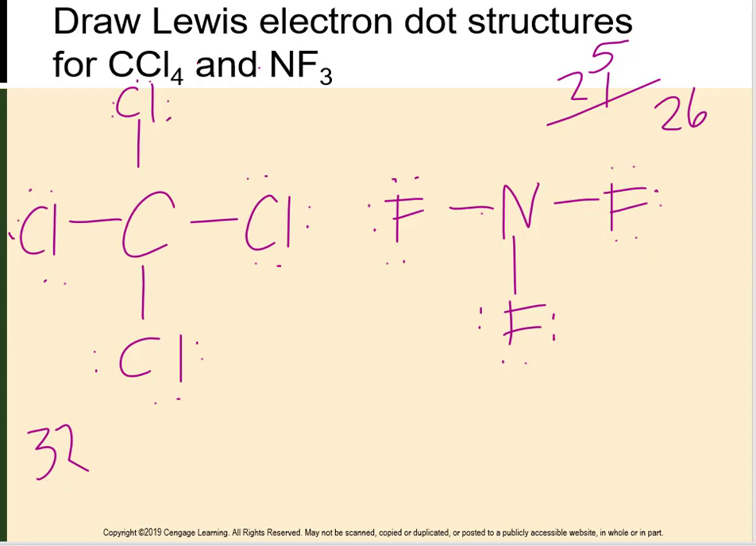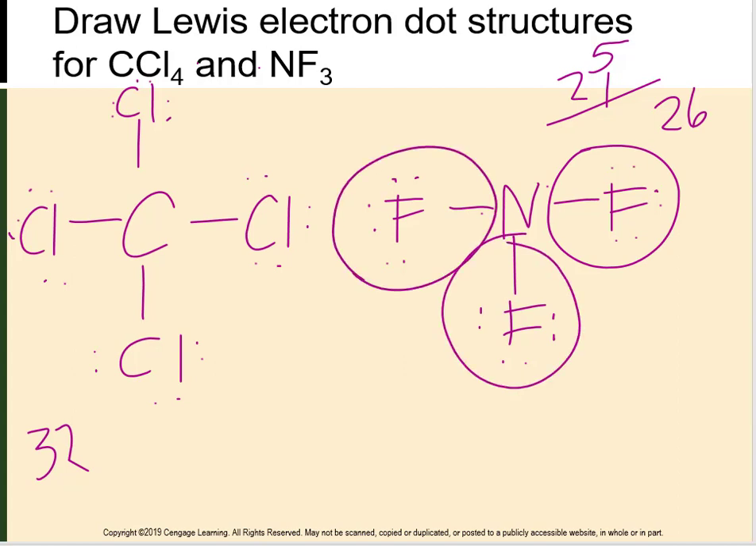1, 2, 3, 4, 5, 6, plus the bond to nitrogen is 8. Let's count this. So I've got 8, 16, 24, but I need 26, and if I look at nitrogen, nitrogen is not happy yet because it only has 2, 4, 6. It hasn't met its octet, so we need that lone pair above nitrogen. Now it's met its octet.